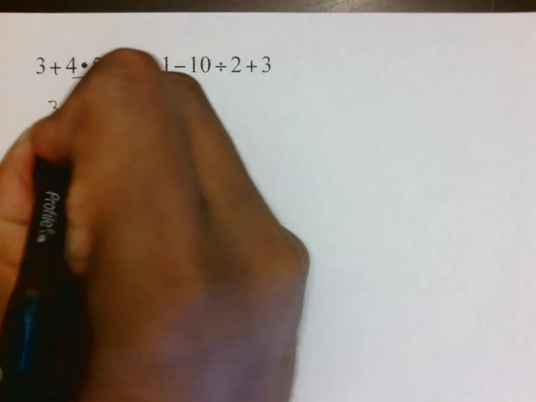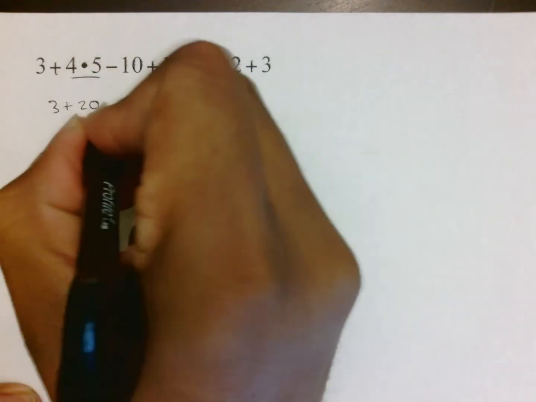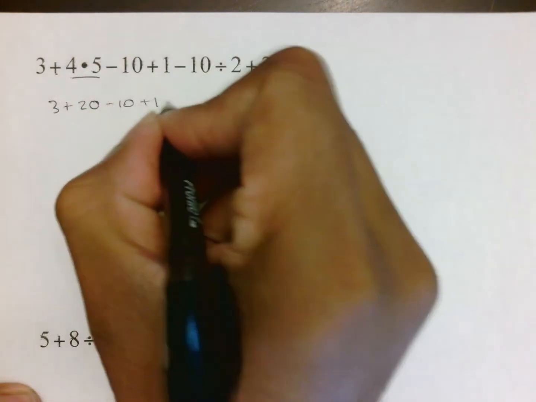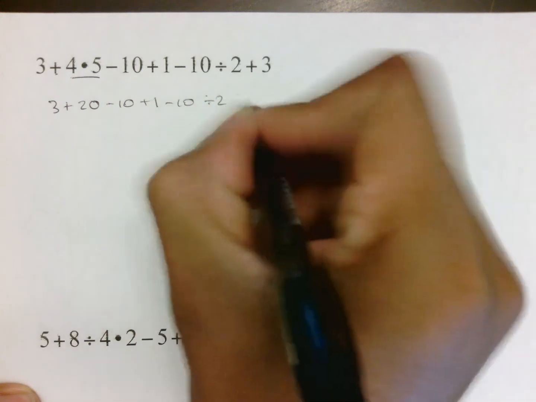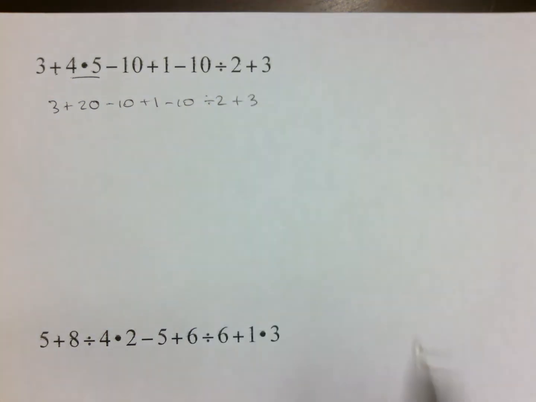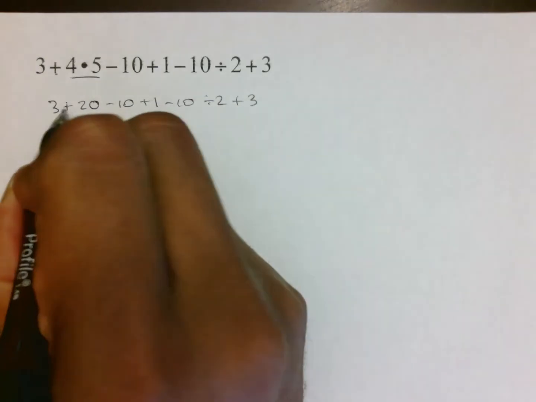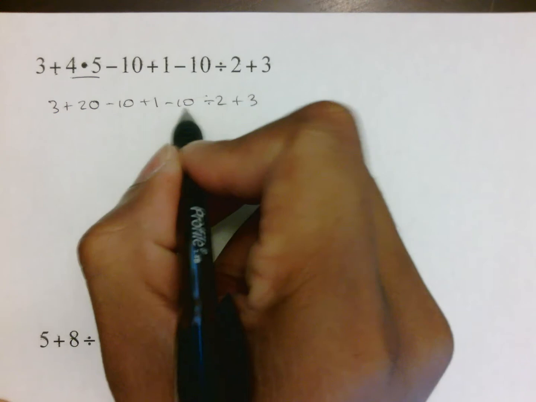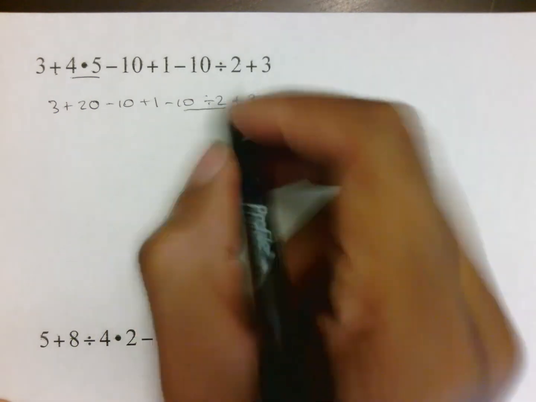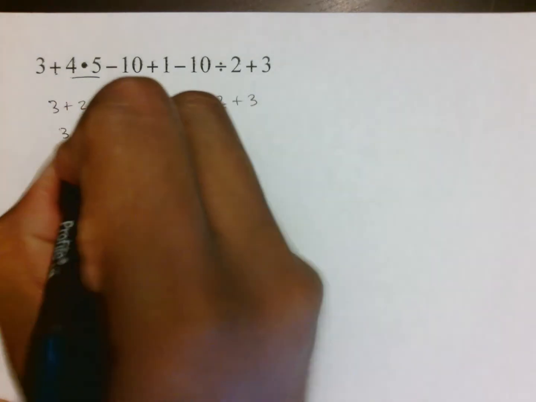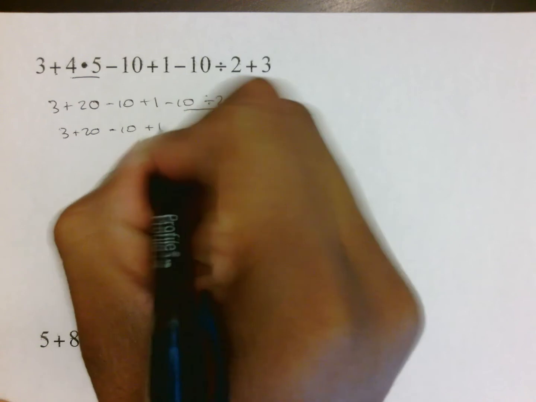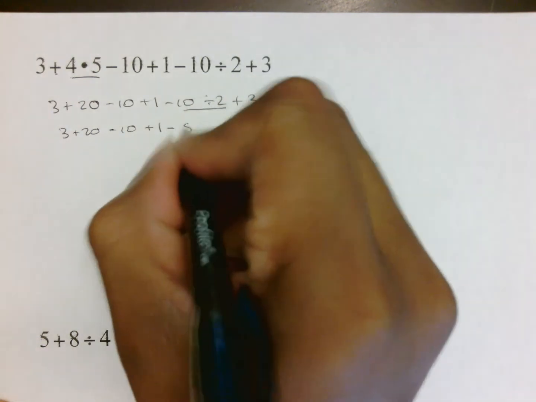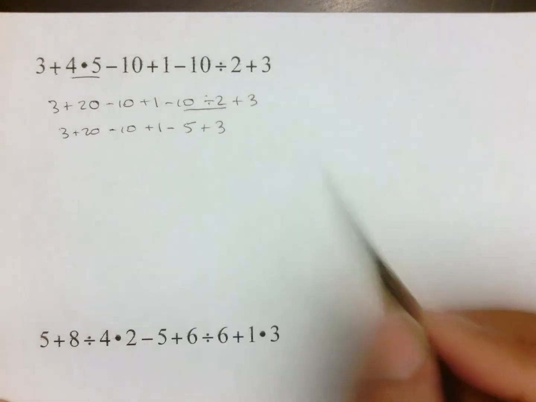I rewrite everything else. 3 plus 4 times 5 is 20, minus 10, plus 1, minus 10, divided by 2, plus 3. Again, everything else must be carefully rewritten. Look again, are there any teachers in line? No, no, no, no. Yes, 10 divided by 2 is a teacher, so that's what we're going to work out. 3 plus 20 minus 10 plus 1 minus 10 divided by 2 turns into 5 plus 3.